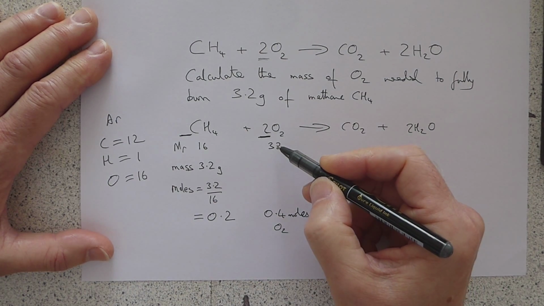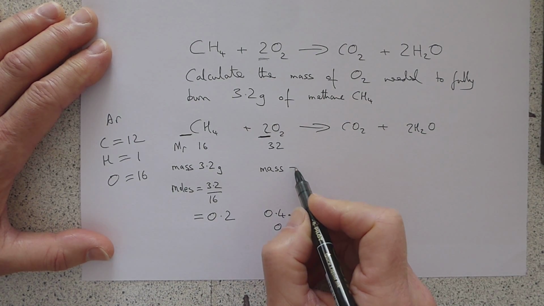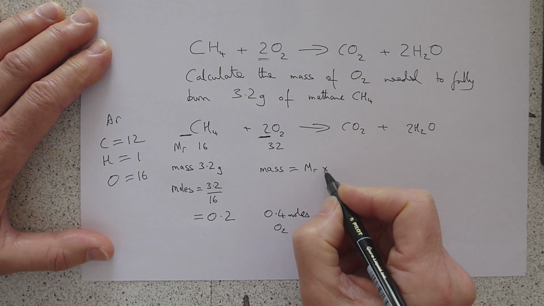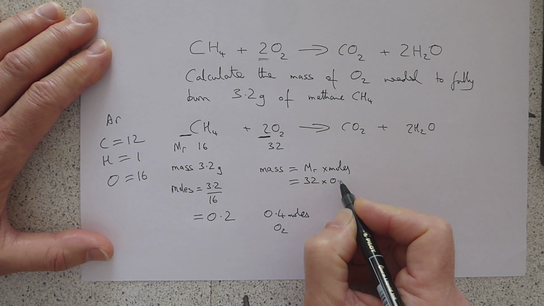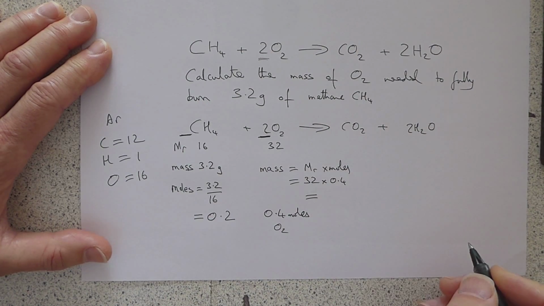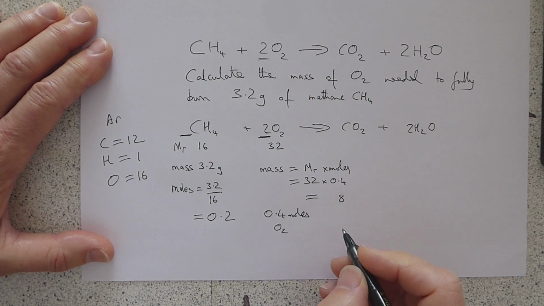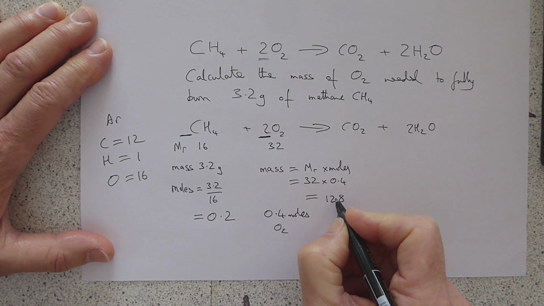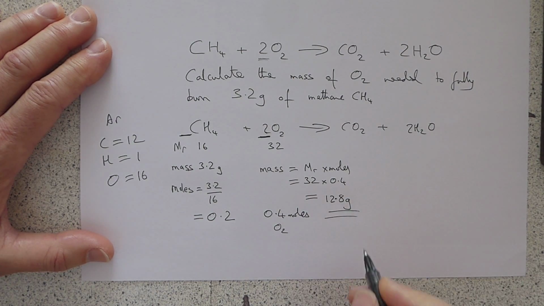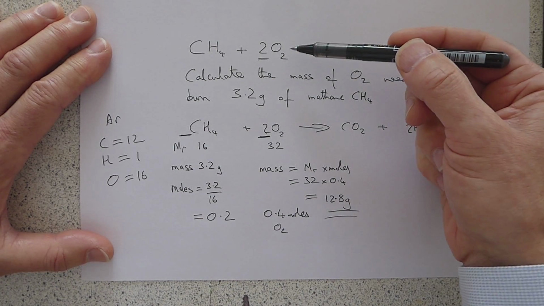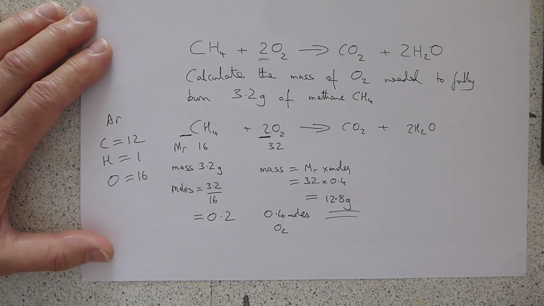Now the MR of oxygen is 32. So my mass, mass is MR times moles, is 32 times 0.4. Put that into your calculator and you get 12.8 grams. And that's your answer. 12.8 grams of oxygen is needed to completely react with 3.2 grams of methane.